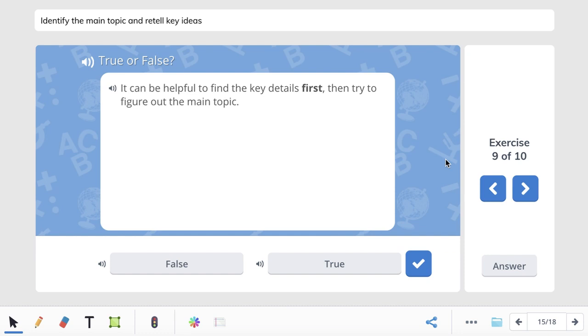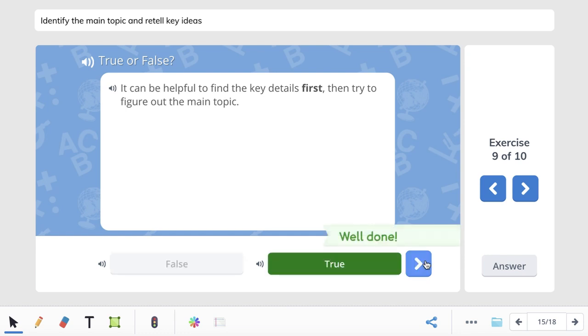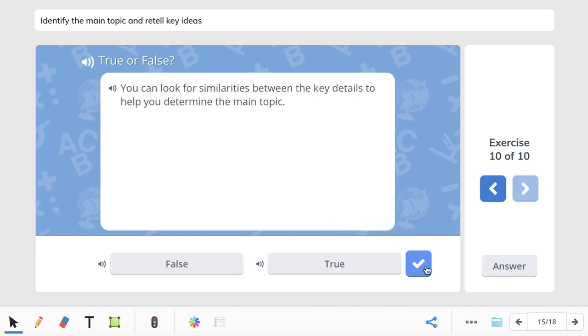Okay, true or false? It can be helpful to find the key details first, then to figure out the main topic. That is true. It is very helpful if you look for the key details first, then that's going to help you figure out what the main idea or the main topic of the passage is. And remember, a passage is the story.